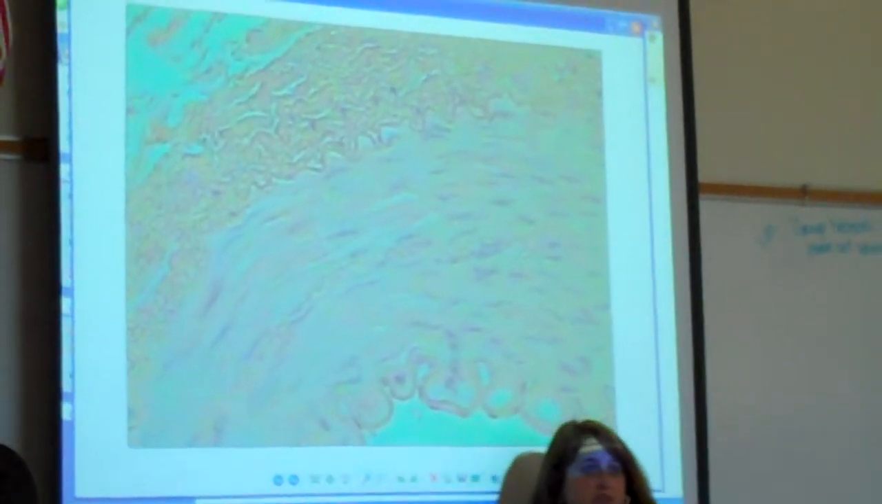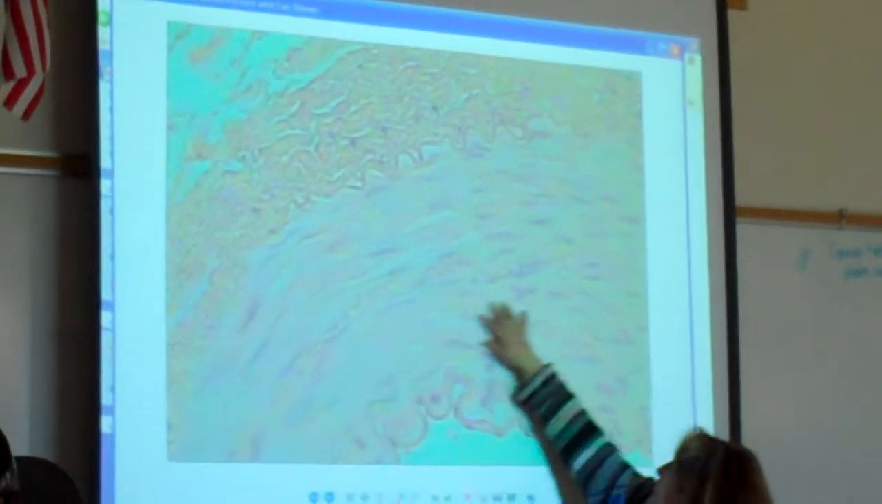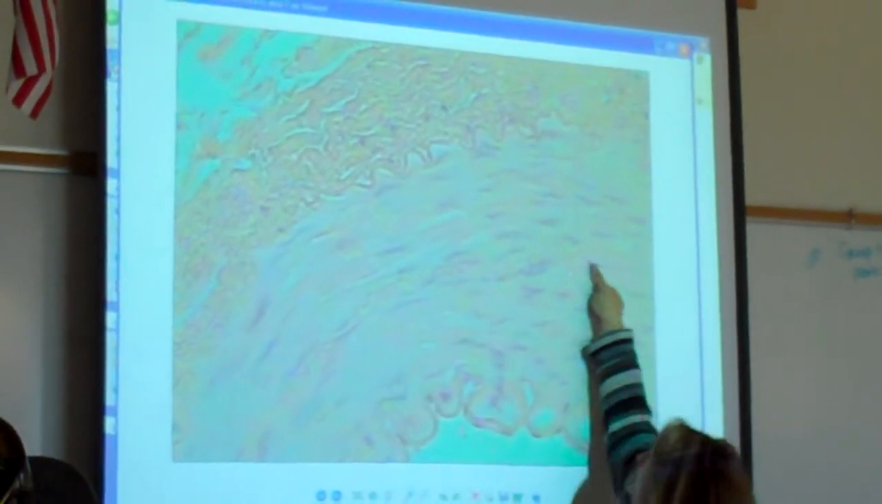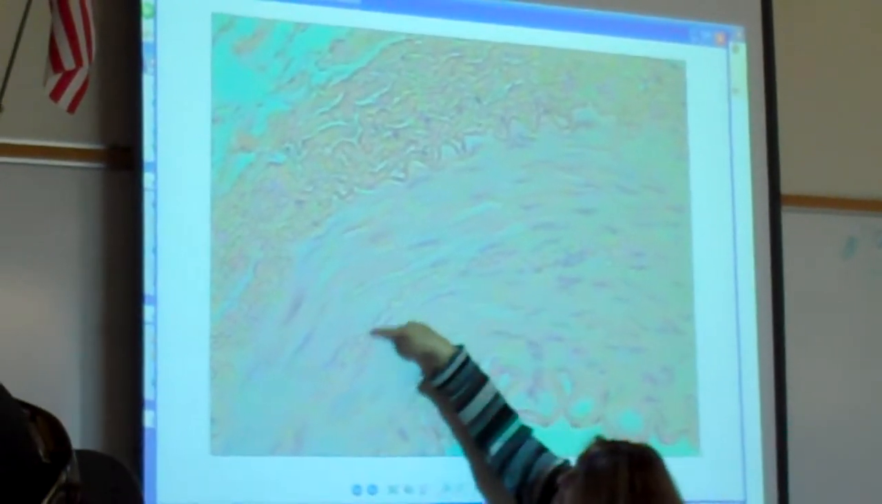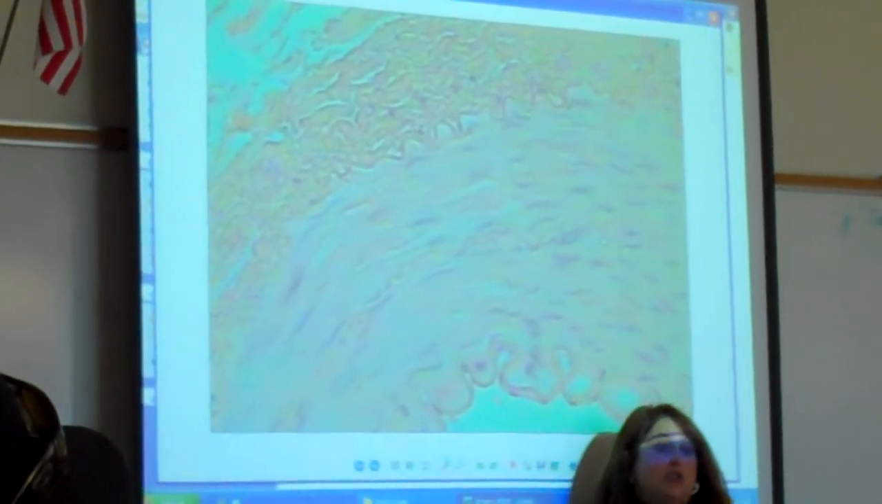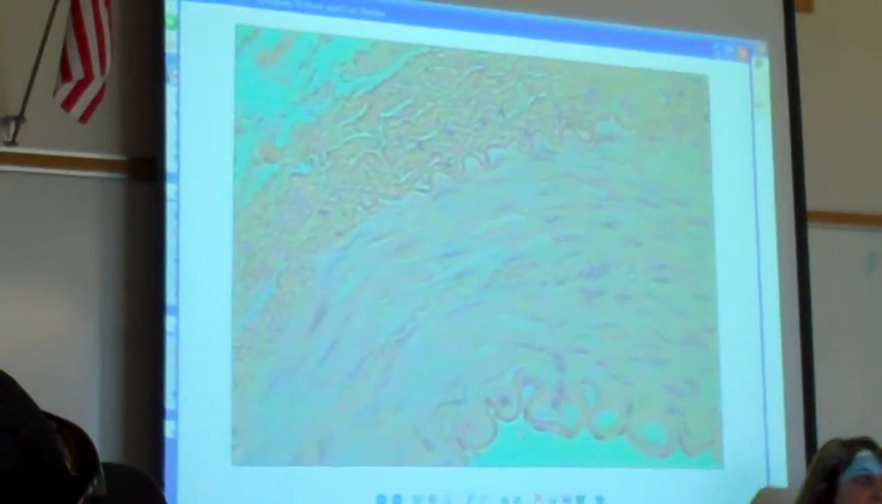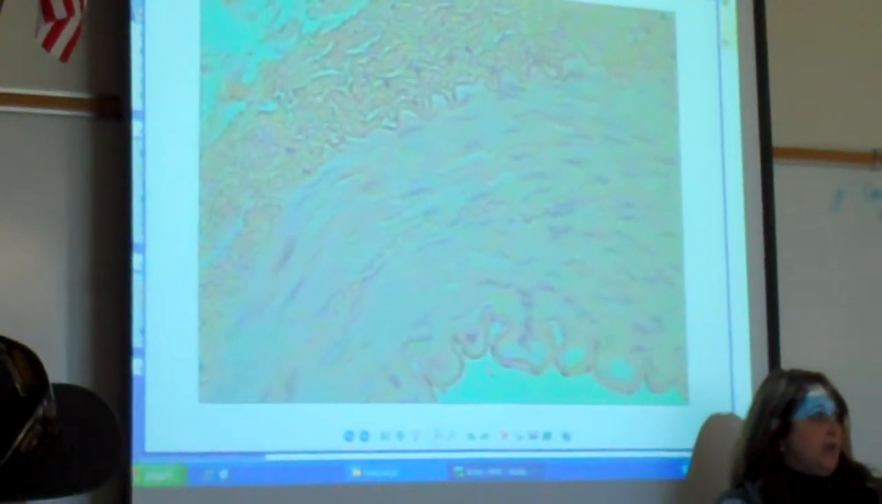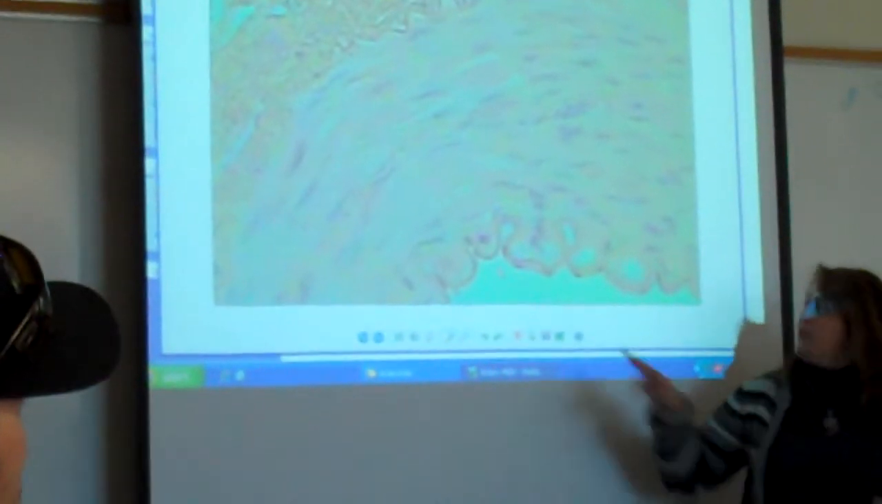Tunica media goes from here all the way out to here, okay? Tunica media is composed of two things. Here I've got this nice smooth muscle, and look at that, I've got a nice collagen fiber in there that I can see as well. So the tunica media in the artery is going to be quite chunky. It's quite thick, okay? Why? Because this is what's going to regulate the diameter of the lumen.